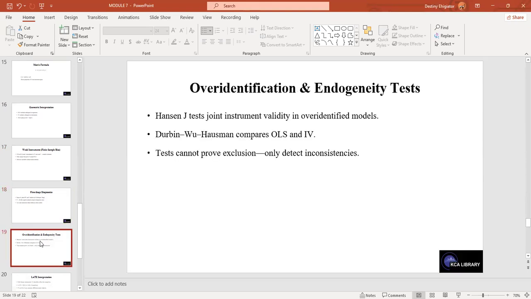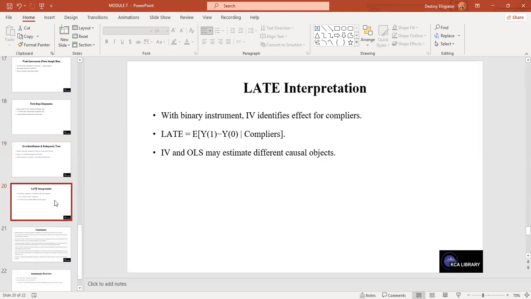Let's look at over-identification and endogeneity tests. The Hansen J test checks joint instrument validity in over-identified models. The Durbin-Wu-Hausman test compares OLS and IV. Tests cannot prove exclusion; they can only reveal inconsistencies.